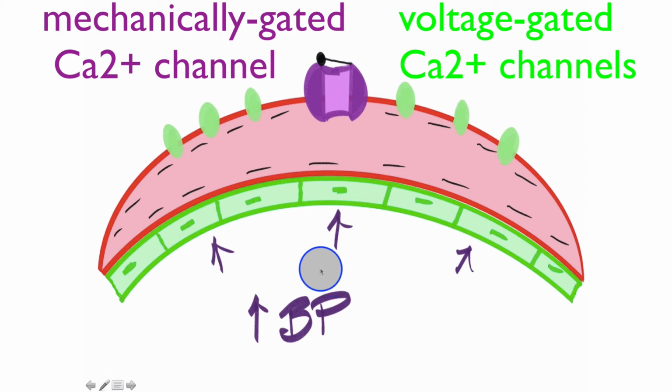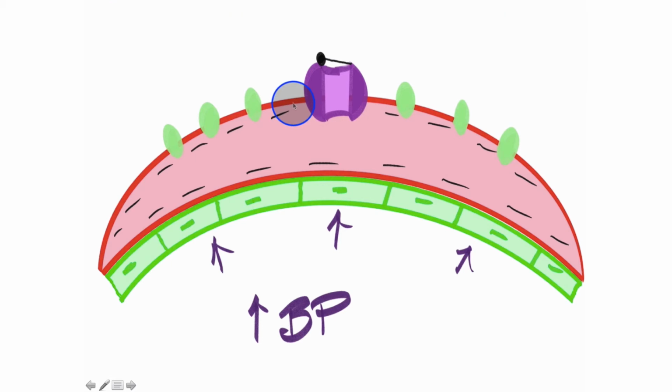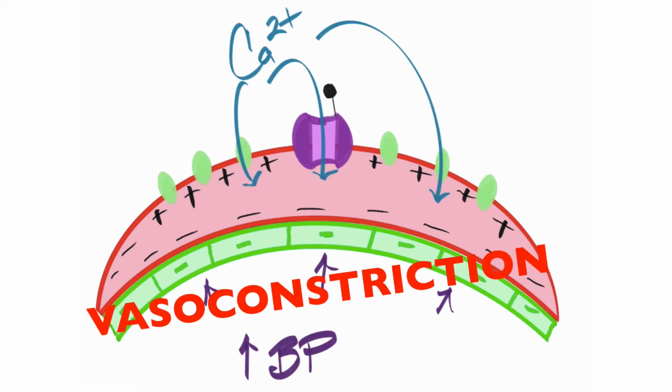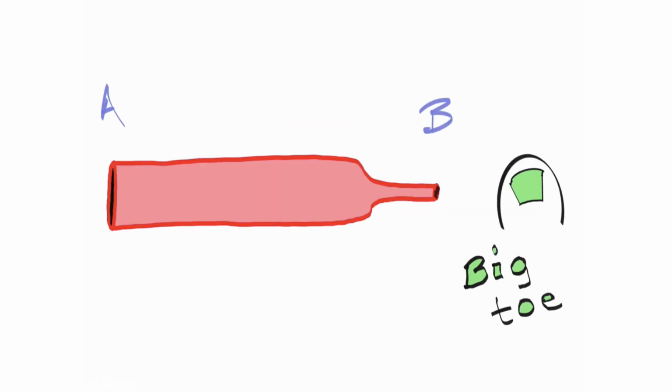So if there is elevated blood pressure, that's going to cause this smooth muscle cell to stretch, activating this mechanically gated calcium channel. Opens up that channel, we get an influx of calcium, which is going to depolarize the smooth muscle cell, activate these voltage-sensitive calcium channels, and allow even more calcium to come into the smooth muscle cell and cause vasoconstriction. It's going to cause contraction of the smooth muscle cells, which will result in vasoconstriction, decreasing the diameter of the blood vessel lumen.